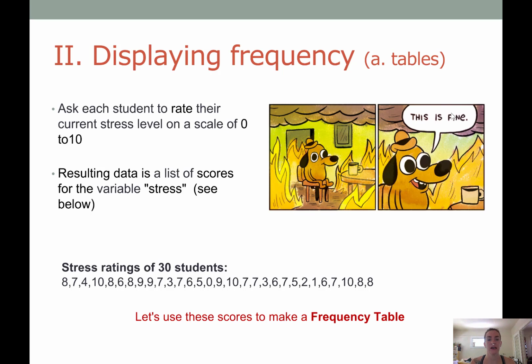So you can see here that participant 1 had a score of 8, participant 2 said they were a 7 out of 10 stressed, and so on. So this is our data. We're going to use our data to make a frequency table.